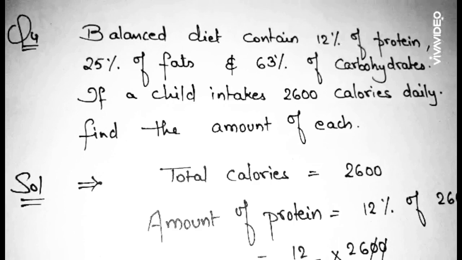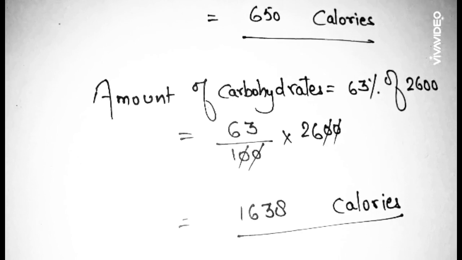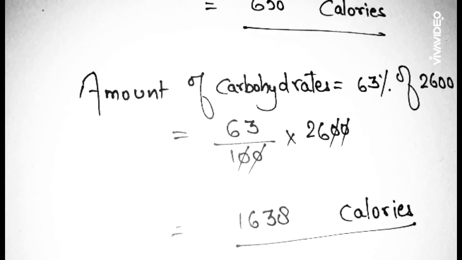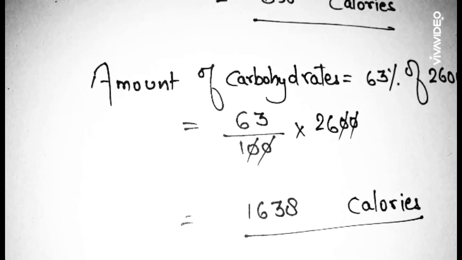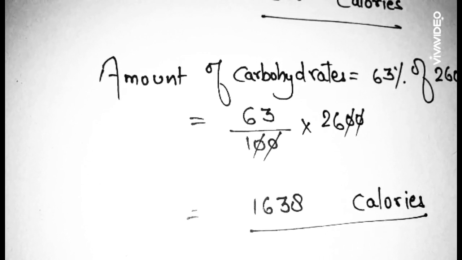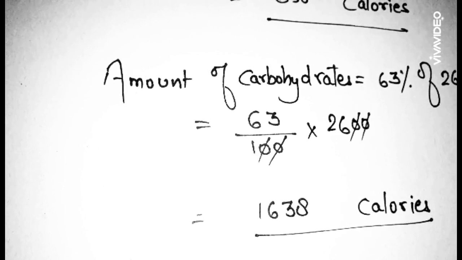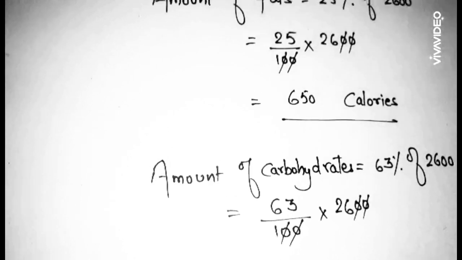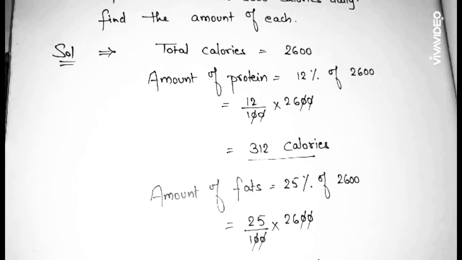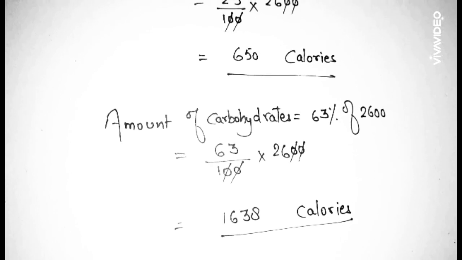Now last but not the least, we have to find the amount of carbohydrates. So the percent of carbohydrate is 63%. Now the amount of carbohydrate equals 63% of 2600. That means 63 by 100 into 2600. That is 1638 calories. Now we have calculated the amount of each item individually. We have calculated the amount of protein, amount of fats and amount of carbohydrates.